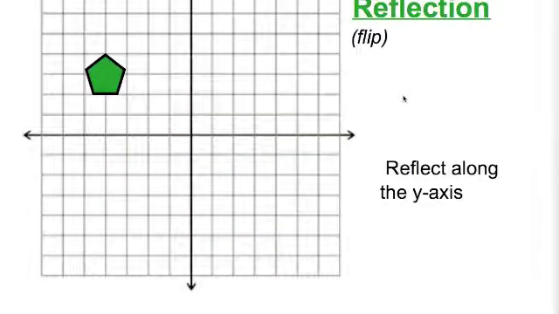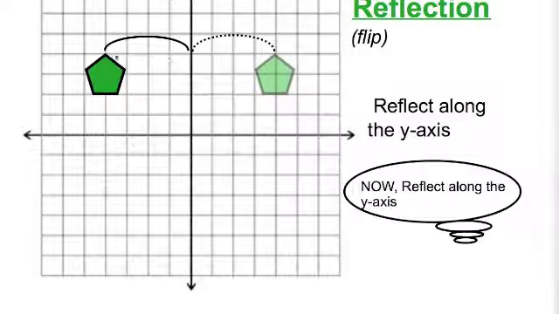A reflection means to flip an image. We can flip images across the X or the Y axis. It's important here to remember how far we are from an axis. We can take any point, be it the top point, side point, or a bottom point, and count how far we are away from the Y axis. 1, 2, 3, 4. So on the other side we must count 4 spots as well, and put the image right there. Now it's your turn to reflect this image along the Y axis.